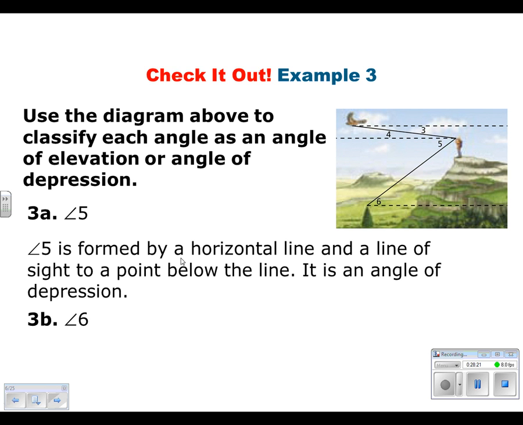Angle 5 is formed by the horizontal line and the line of sight to a point below the line. It is an angle of depression. What about angle 6? Is angle 6 an angle of elevation or angle of depression?